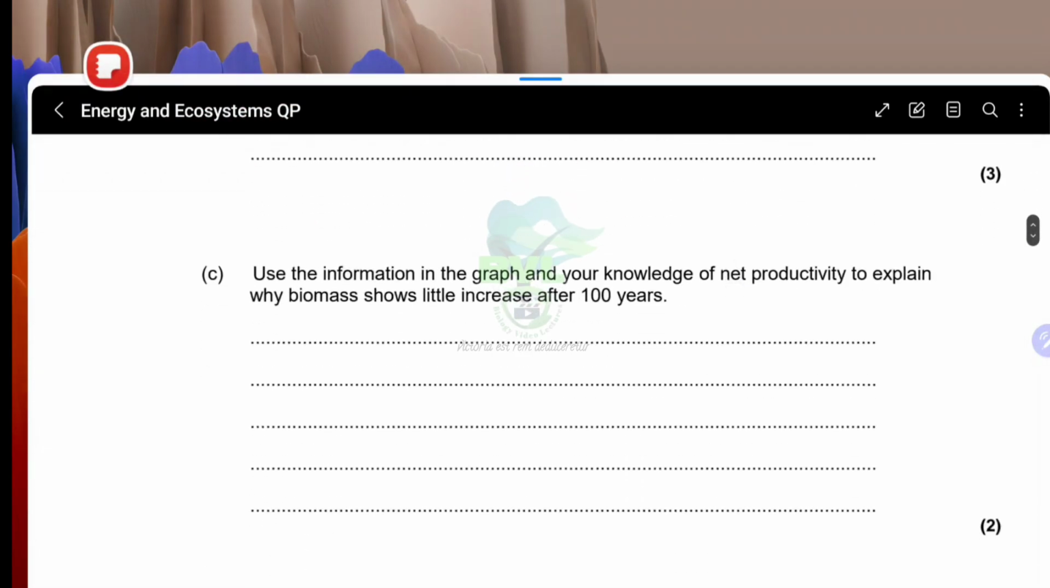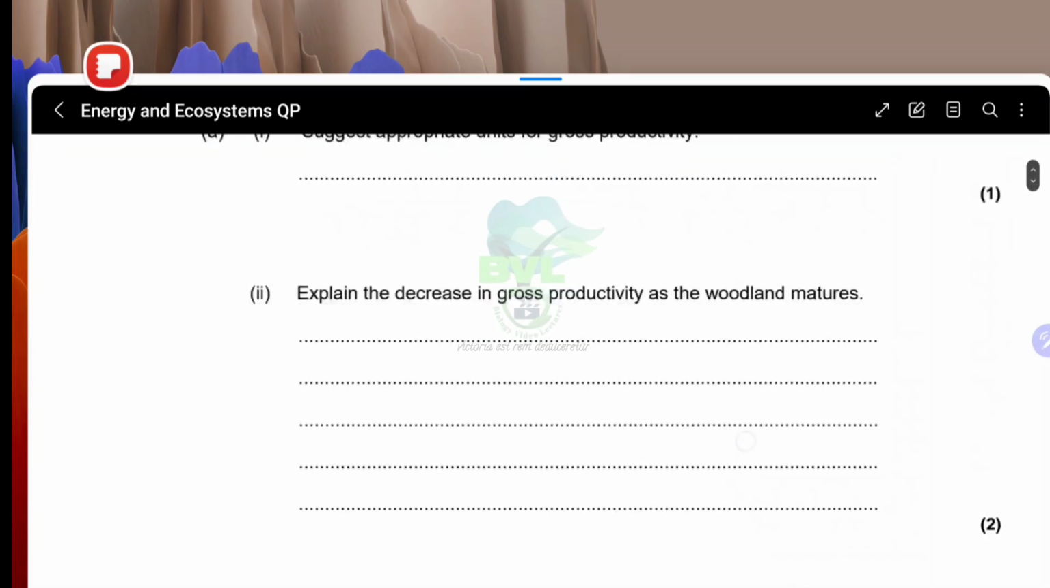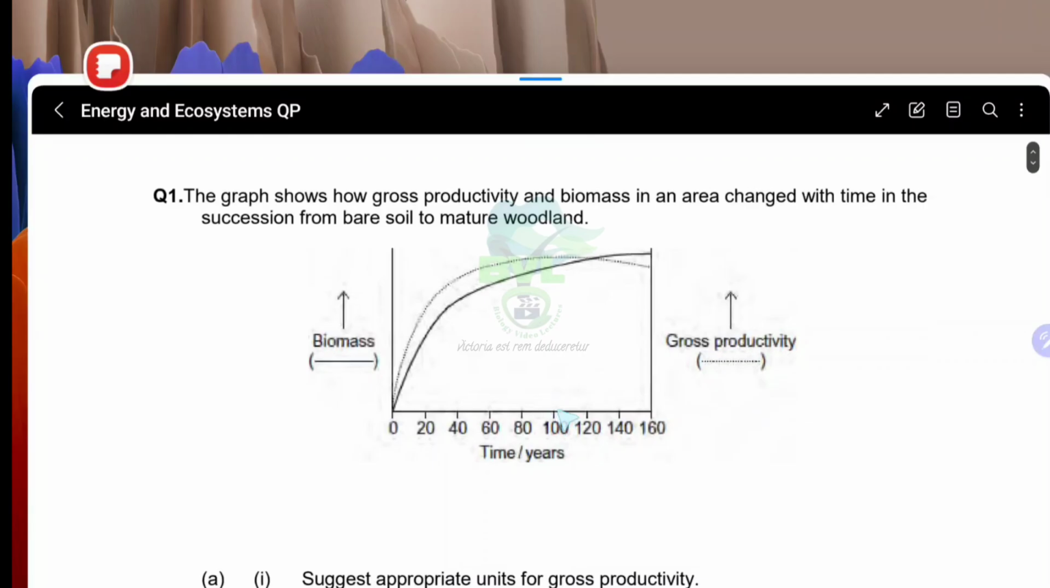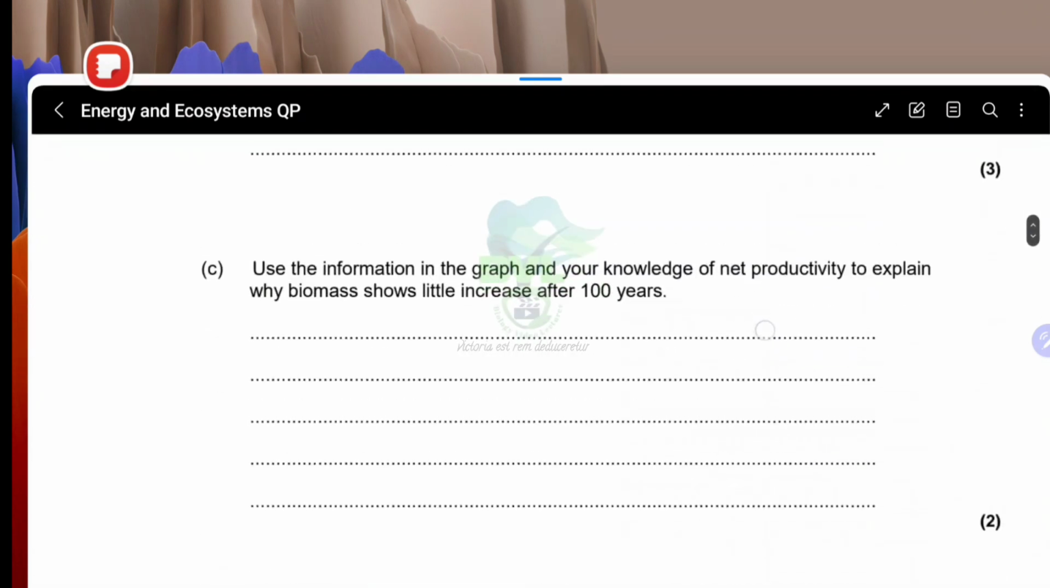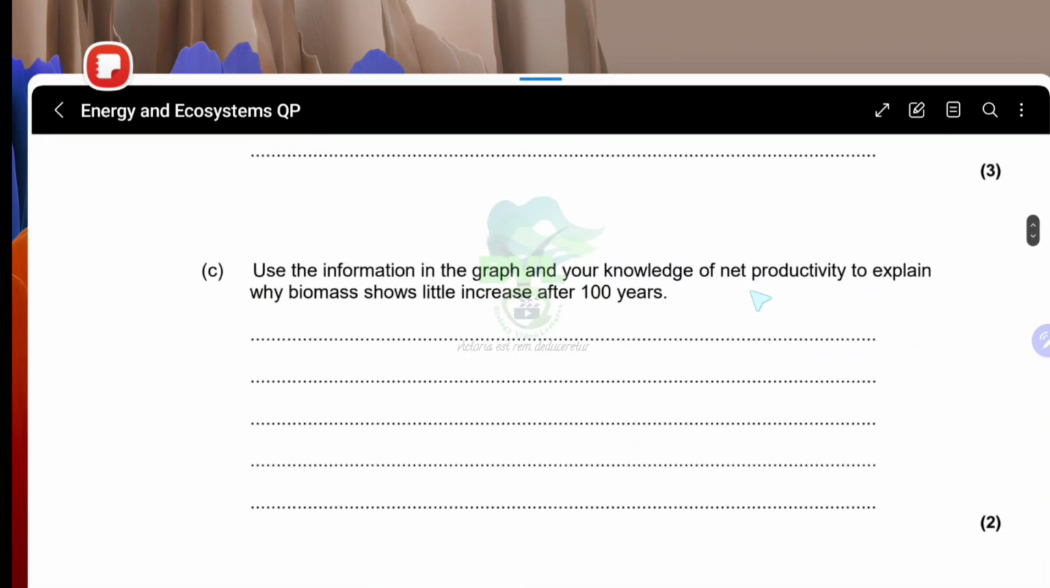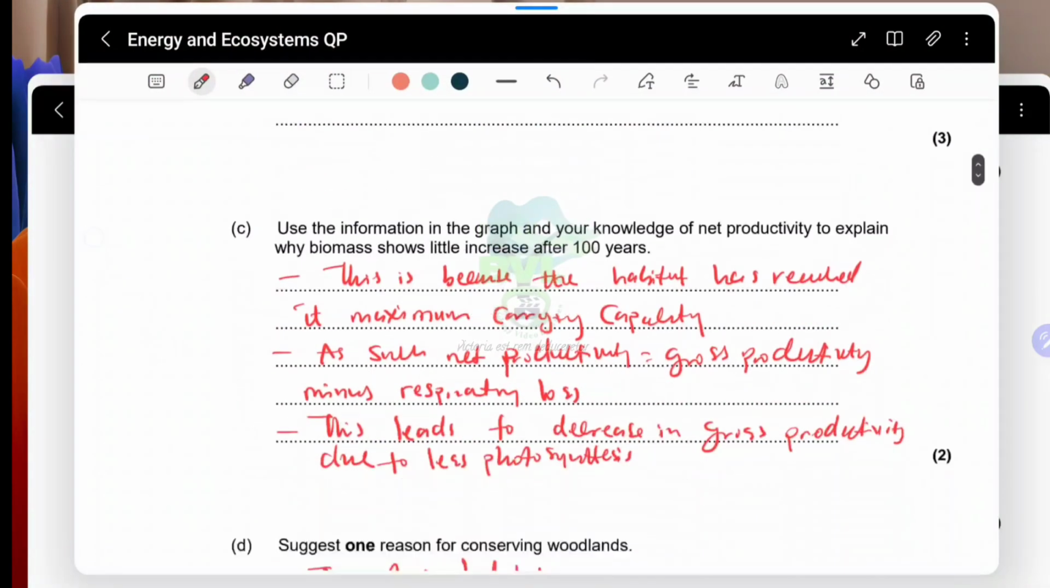Now, the next question says, use the information in the graph and your knowledge of net productivity to explain why biomass shows an increase after 100 years. So if you go up there, like this is 100 years, so biomass still increased. Like, what does it increase on? So use your knowledge of net productivity to do that, not gross productivity now. So let's go to that part here.